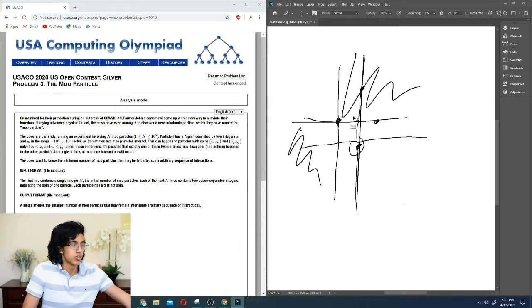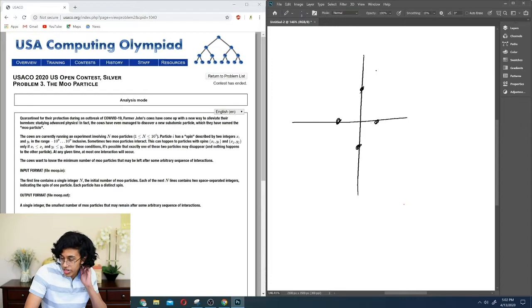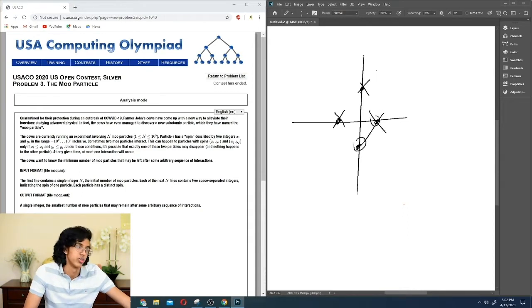So how can we use that? The ideal situation in this particular case is that this particle and this particle interact, so this one gets eliminated. Then these two interact with each other, and this one gets eliminated, and then these interact, and this one gets eliminated, and we're left with 1. That actually seems kind of hard.